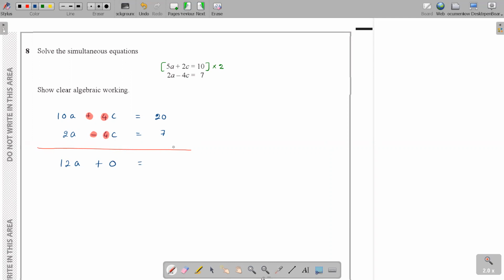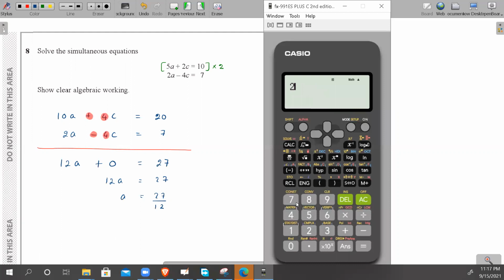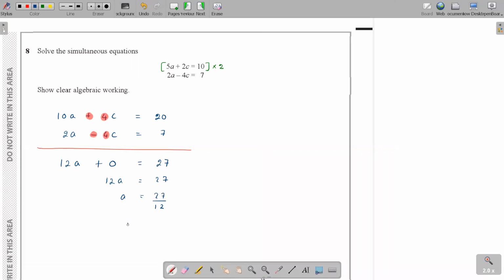So 20 plus 7, that gives you 27. So I end up getting here 12A equals 27, which gives me A equals 27 over 12. So 27 over 12 gives me the answer. So this gives me the answer 9 over 4, 2.25. So A equals 2.25.